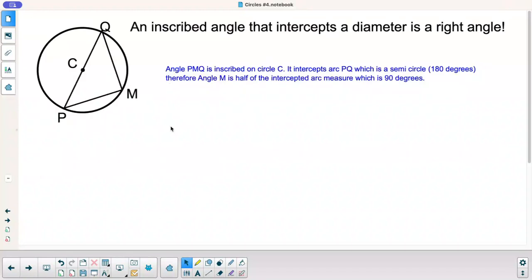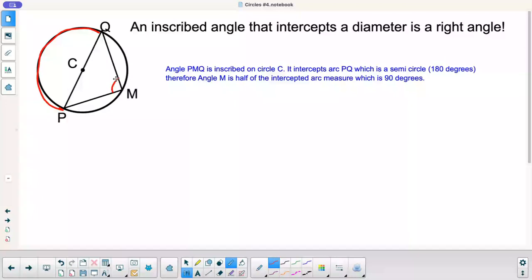All right, so first thing here goes with our first goal. An inscribed angle that intercepts a diameter is a right angle. So as I look here, you look at angle PMQ, right here. You learn that inscribed angles are half of the intercepted arc. So this diameter here means that arc PQ is 180 degrees, okay?